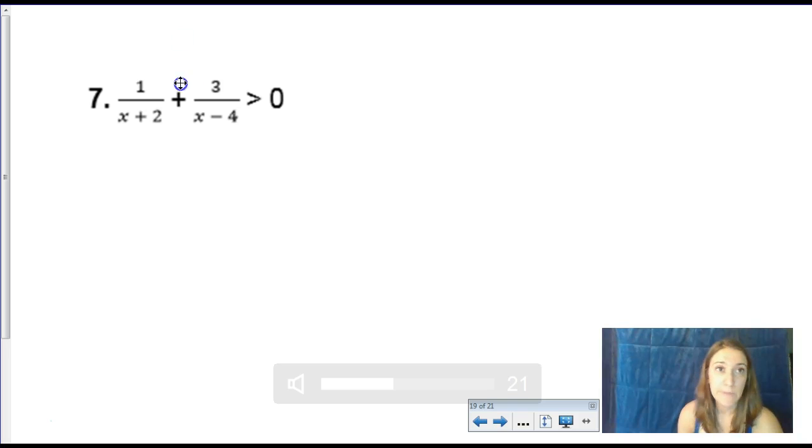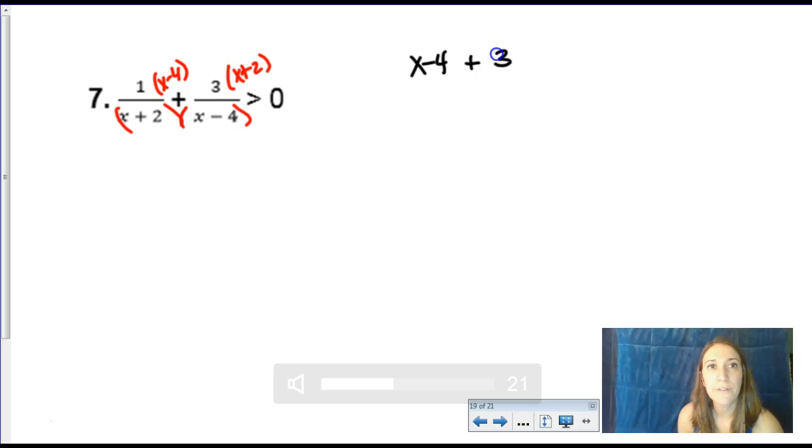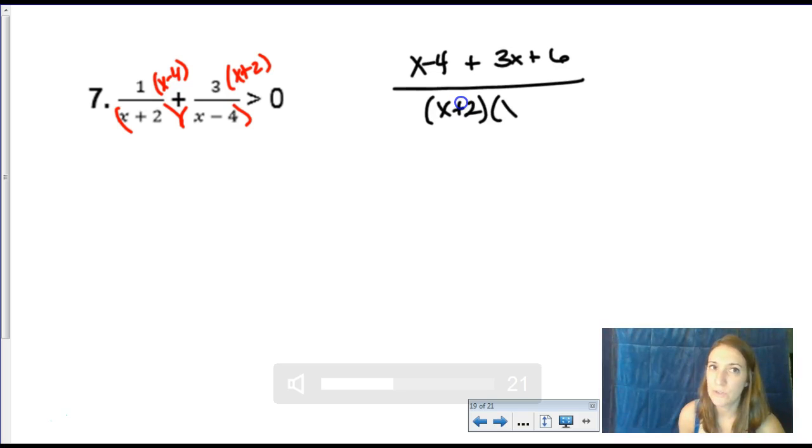Bad news, we have no common denominator. So this has to be hit by an x minus 4, and this has to be hit by an x plus 2, which would give us the common denominator that I'm looking for. So x minus 4 plus, careful, 3x plus 6 over my new common denominator of x plus 2 times x minus 4.